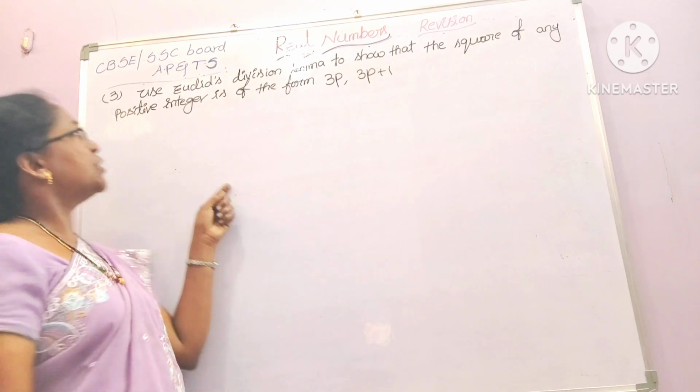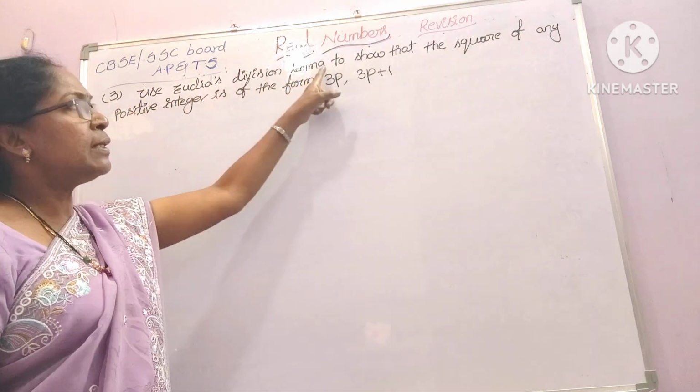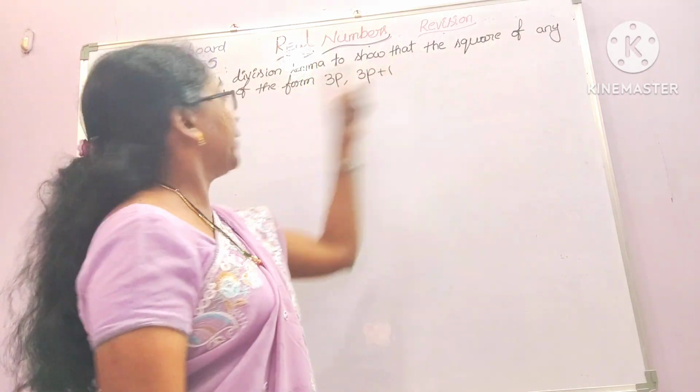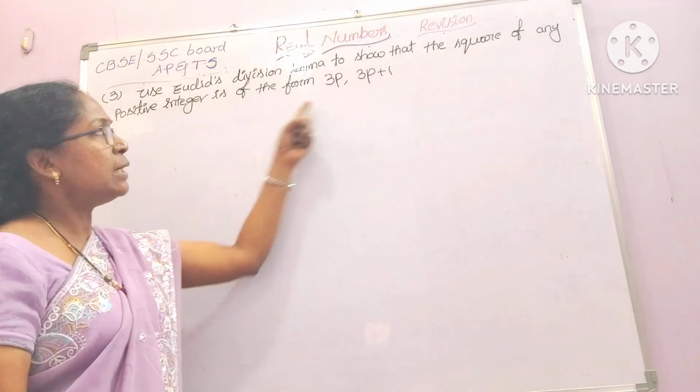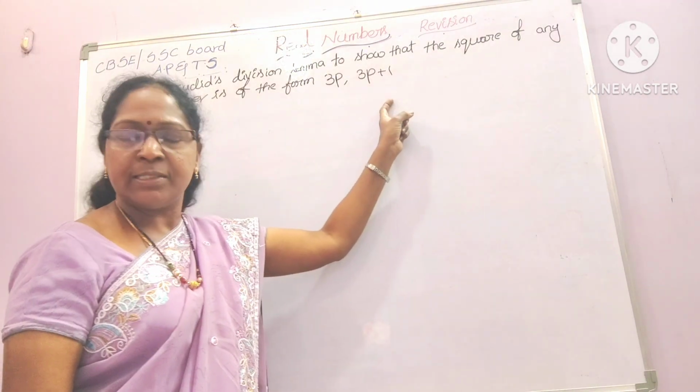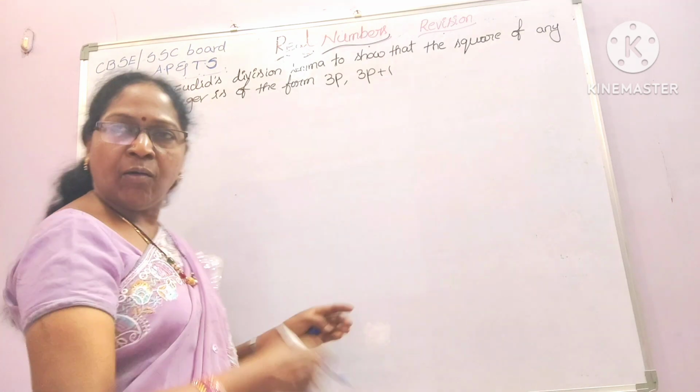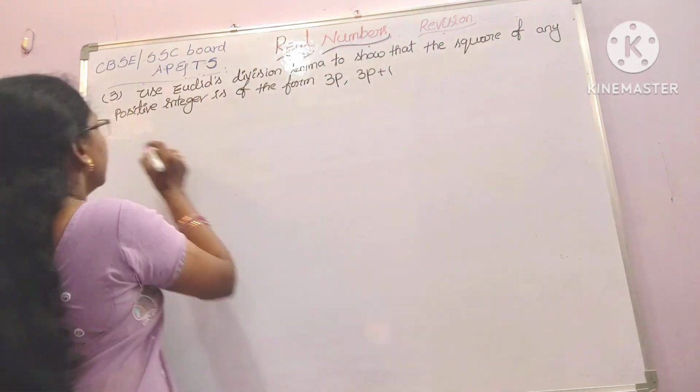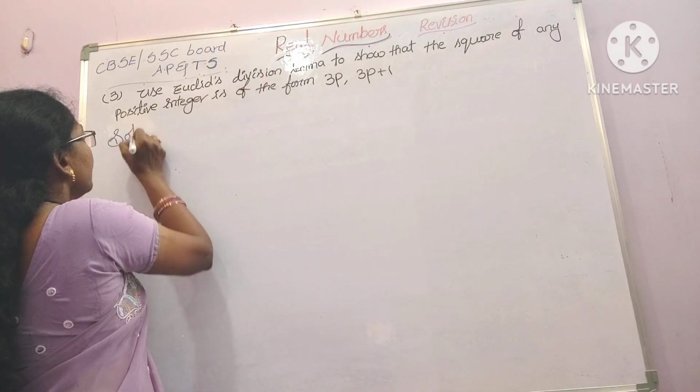Next, third question here. Use Euclid's division lemma to show that the square of any positive integer is of the form 3p or 3p plus 1. This is also a very important question. It has already been given in the public exams many times. Now how to do it here?